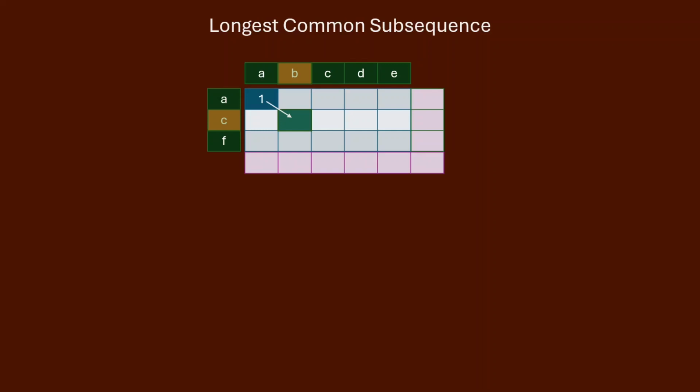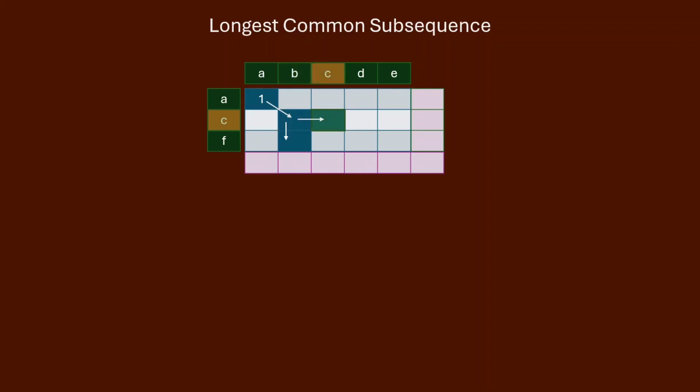Now, in this case, letters C and B are different. So if C and B are different, we know that we need to adjust either one of the pointers and then find the max of the values, which means we will have to find the values for these two cells. And then the max of these two cells will be the value of my current cell. So let's find the value of one of these cells. So let's move to the right.